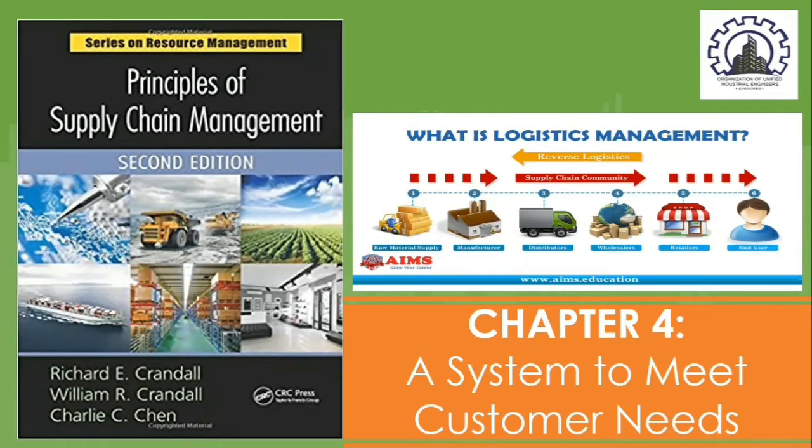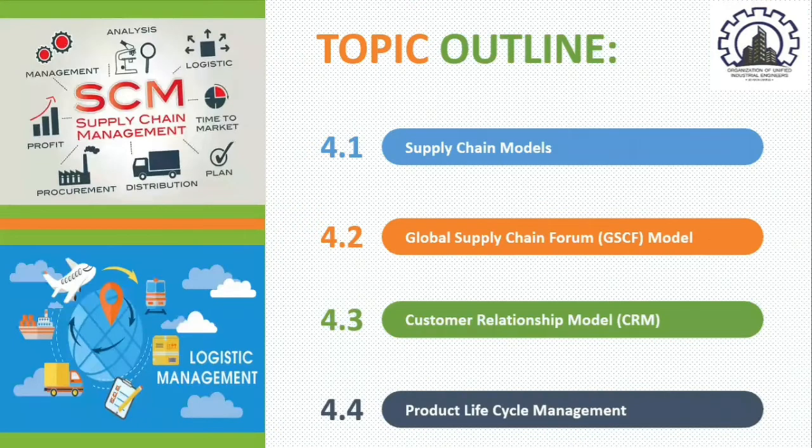And today we will discuss Chapter 4. Chapter 4 is all about a system to meet customer needs. In today's lesson, there are four key areas that I'm going to be highlighting. First, we will be discussing supply chain models. Second, we will also be tackling the Global Supply Chain Forum or the GSCF model. Third, we have the Customer Relationship Model or the CRM. And finally, we have the Product Life Cycle Management or the PLCM.